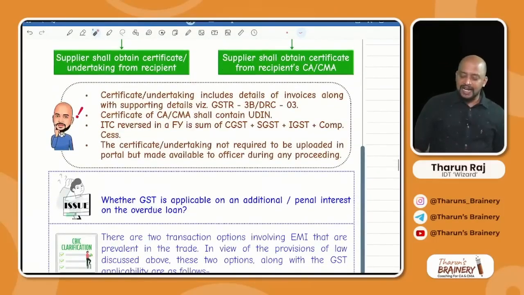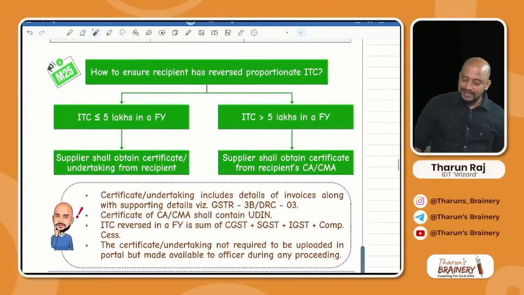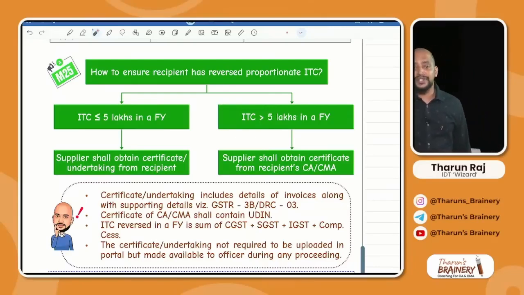And the certificate or undertaking includes details of invoices. So what are the invoices for which these credit notes are issued, with supporting details like GSTR 3B or DRC 3. They will reverse ITC through DRC 3 or GSTR 3B. Then the certificate of the CA-CMA shall contain a UDIN, unique document identification number.